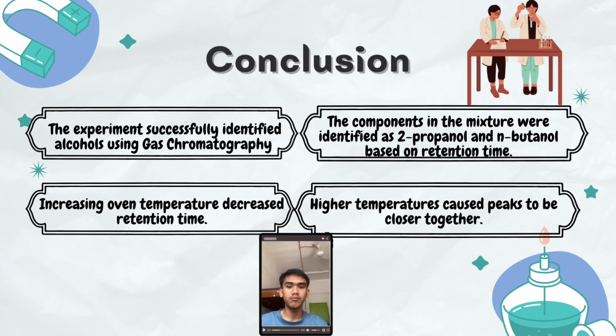This shift confirms that higher temperature reduces the interaction time between the analytes and the stationary phase, leading to faster elution. Overall, the study highlights that while higher temperature can speed up analysis, precise temperature control is essential for maintaining proper separation and reliable identification of chemical compounds within a mixture.